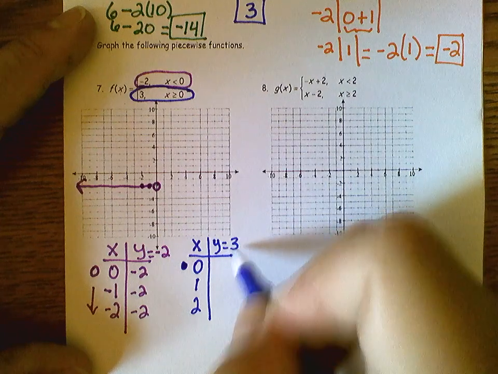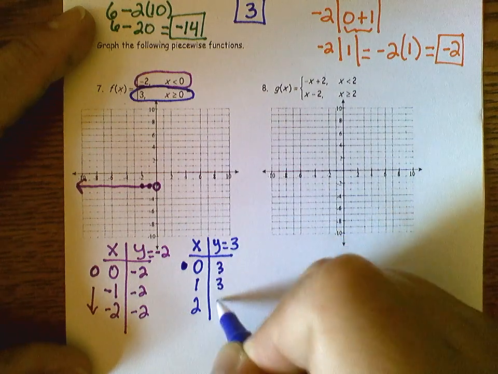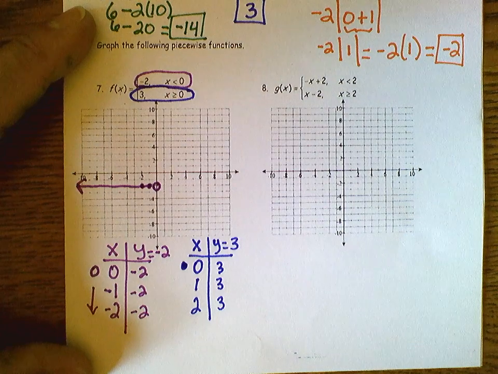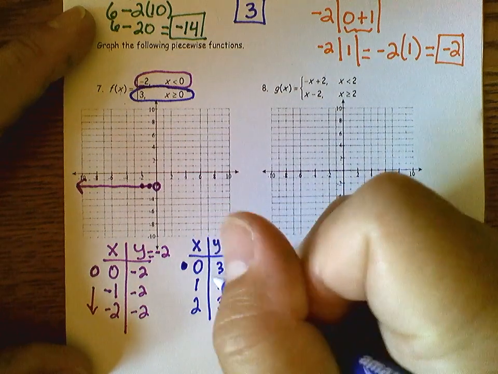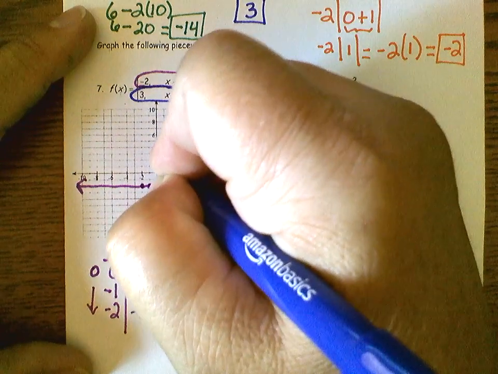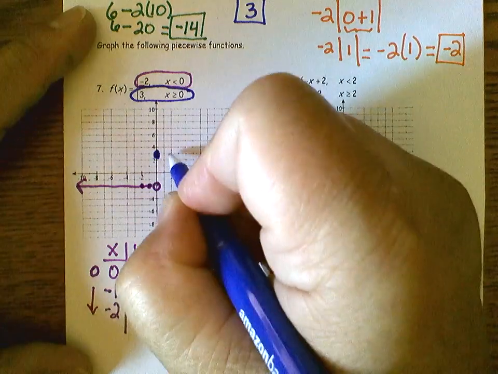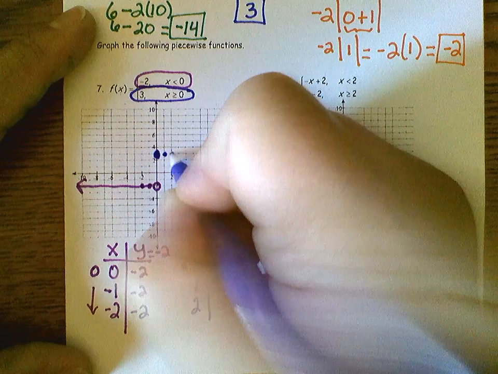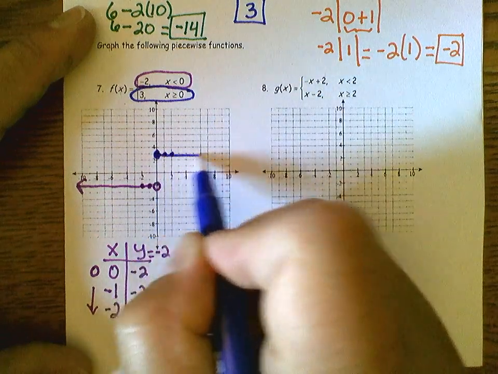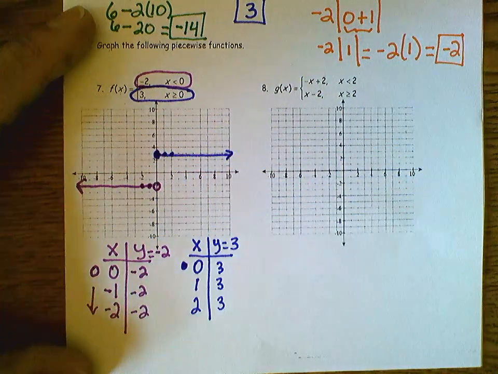And again, since this is a constant function, the y value is always 3. So what does this look like? We go to 0, 3. We put our closed circle endpoint, 1, 3, 2, 3, and it is going to go in this direction.